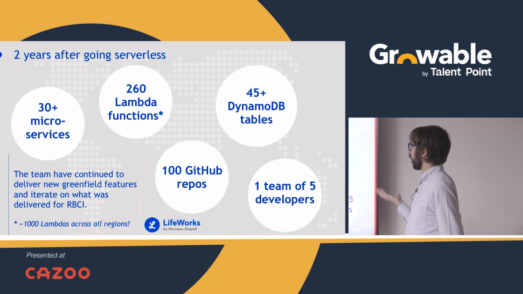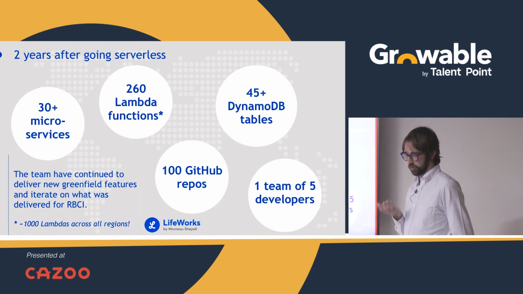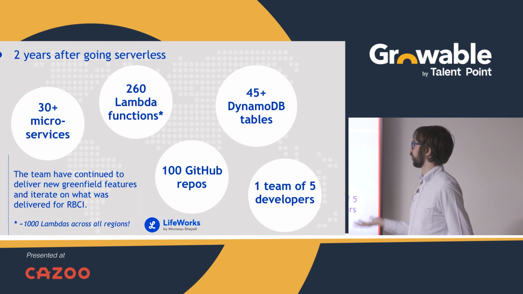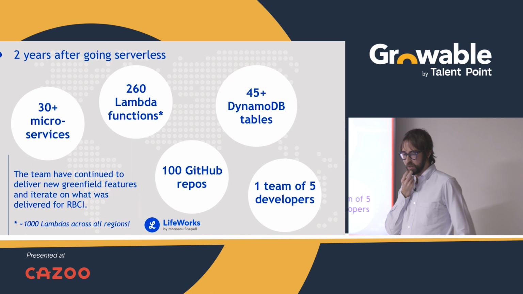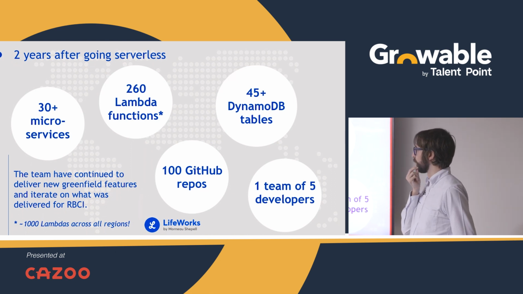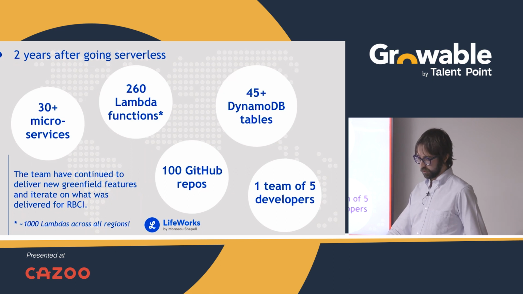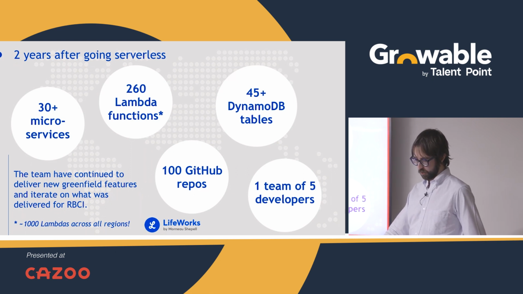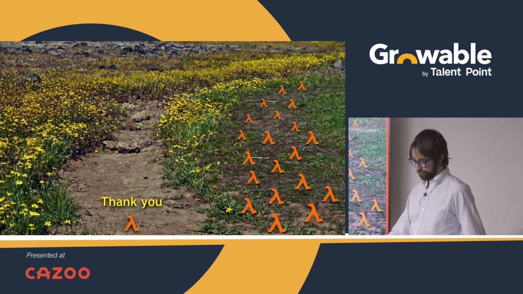So 2 years in, we weren't just doing those things, we carried on building stuff. I think by this point we had about 260 lambdas, we had 1,000 if you think of them as multi-region, and we still just had one team of 5 people. So yeah, we got a lot done, and it was really cool that the company got bought out and it was successful. And that's it.